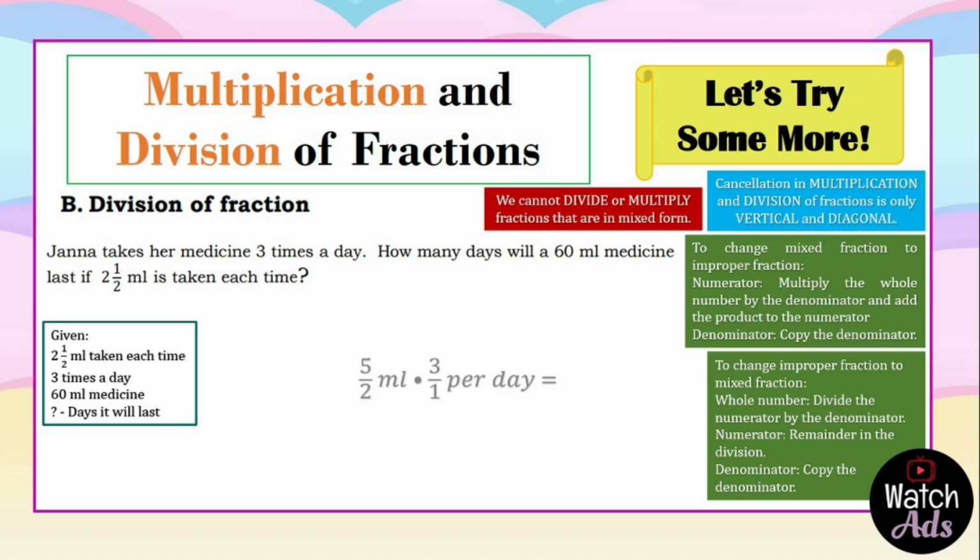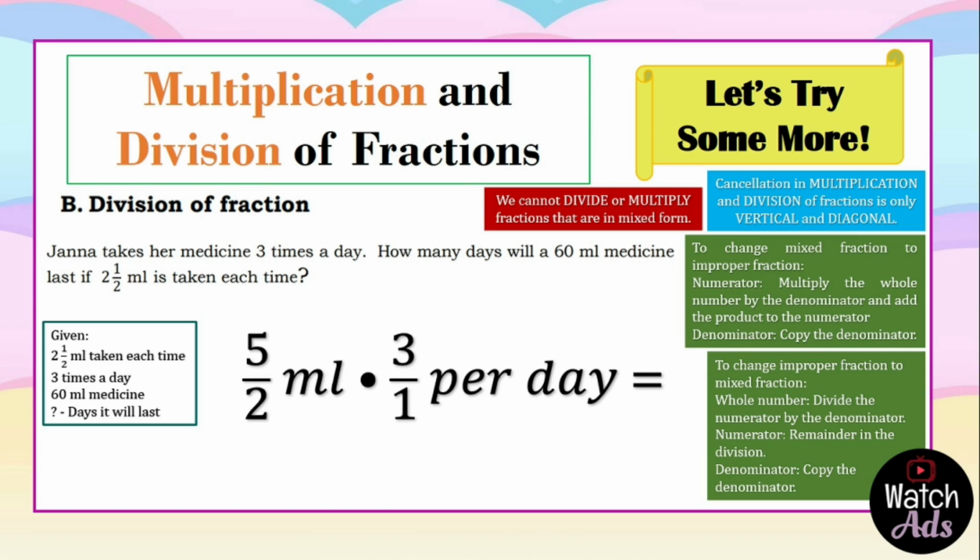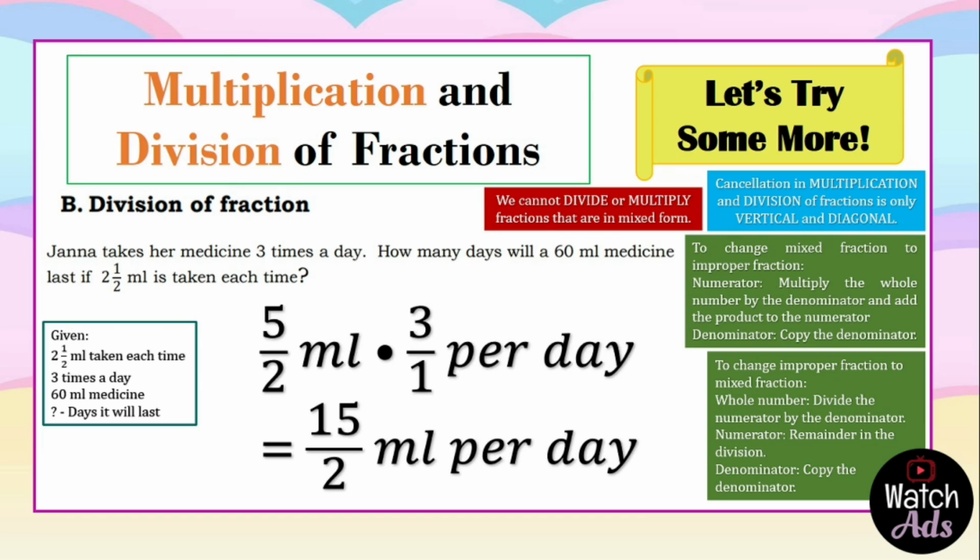We have our improper fraction 5 halves ml multiplied by 3 over 1 per day, because the denominator of whole numbers is always 1. To multiply, 5 and 3, these are the numerators. Our product is 15, and multiply the denominators 2 and 1. The product is 2. Therefore, our answer, 15 halves ml per day. But we are talking about a 60 ml medicine. How long will it take if Jana takes 15 halves ml per day?